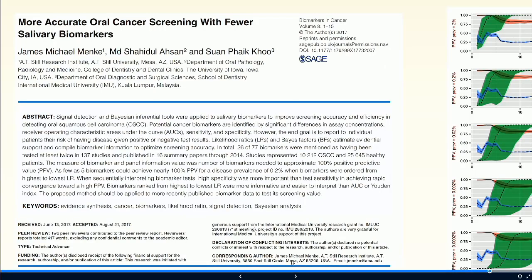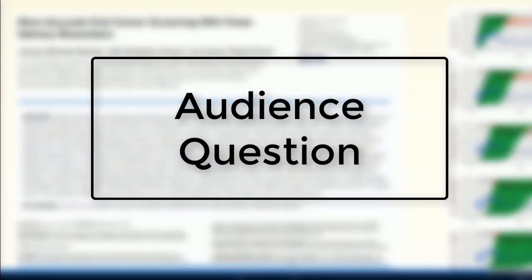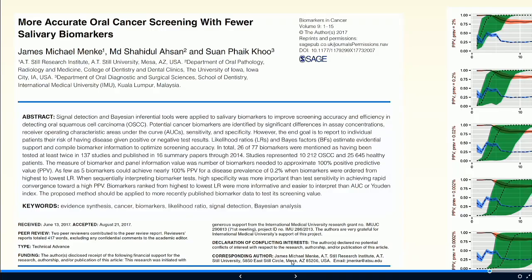I used likelihood ratios, which are the sensitivity over 1 minus specificity, and that I found is pretty good. I was trying to stay in the distribution-free world of likelihoods. I didn't use logistic regression models. But this represented 137 studies with 12,212 people with oral cancer, oral squamous cell carcinoma, and 25,000 healthy patients.